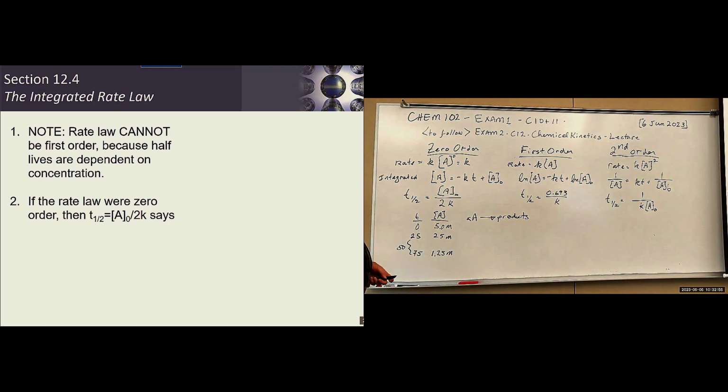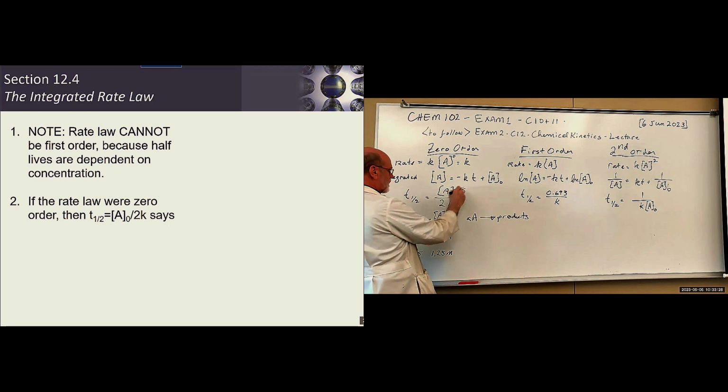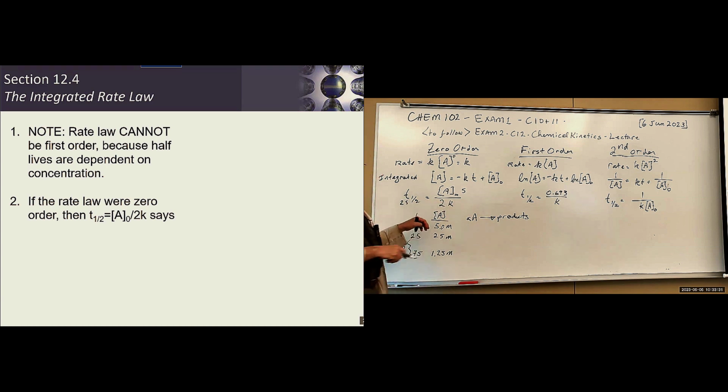If the rate law were 0 order, then the half-life would be A0 divided by 2K. Right? If it were this one, then the half-life would be A0 divided by 2K. Well, if we calculate the half-life of this one, if we put in 5 here and a half-life of 25 here, we can calculate K, right? One unknown, we can solve for it. Do that. And then do it for the second one.